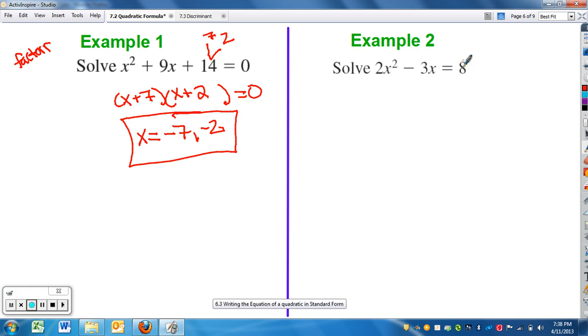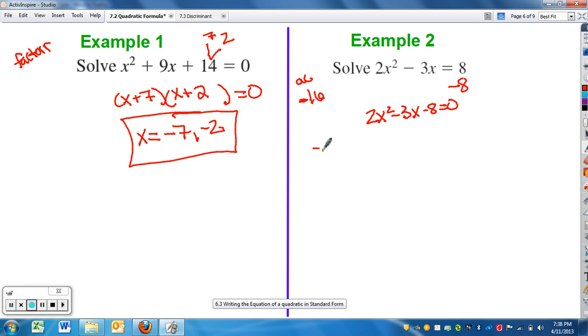Now the problem with example 2, it does not equal 0 like it does here, so I need to move my 8 over. So I go 2x squared minus 3x minus 8 equals 0. Well, here I'm going to see if this factors, because I have three terms. I have negative 16 as my AC. Factors of negative 16 that add up to negative 3. We got 2 and 8. Negative 1 and 16, 4 and 4. That doesn't factor. So now I have to use my quadratic formula.